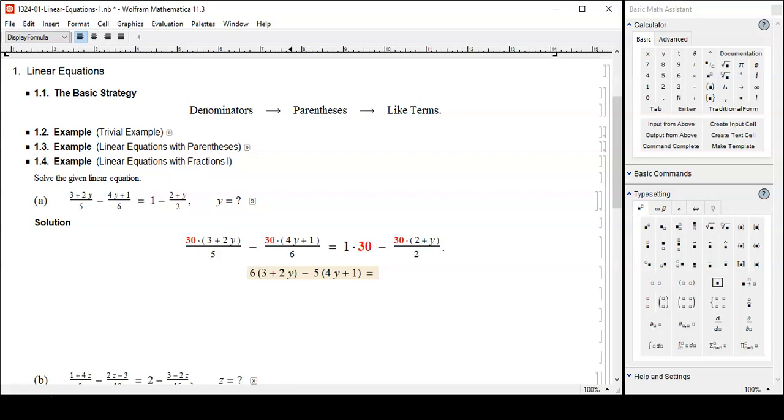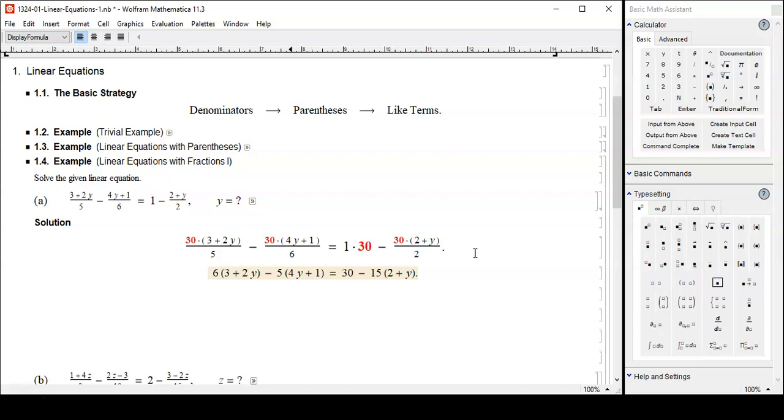Now right-hand side. 1 times 30 is 30. That was easy. 30 divided by 2 is 15. So we have this step, and then no more denominator. So we have to go to the second step, parentheses.